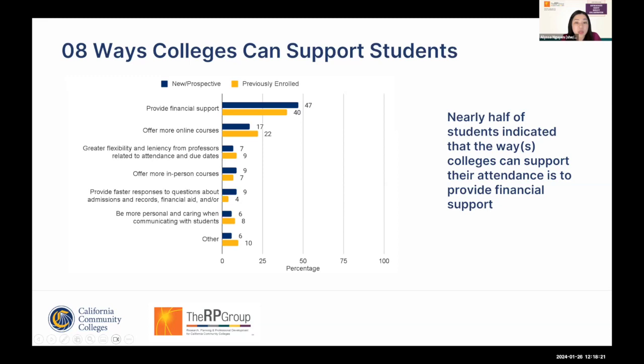So in the survey, we also asked students, what are some of the ways that the college can support students? So nearly half of the students indicated that the way colleges can support their attendance is to provide financial support. We see here that nearly 50% of new and prospective students indicated so, with 40% of previously enrolled students indicating so.